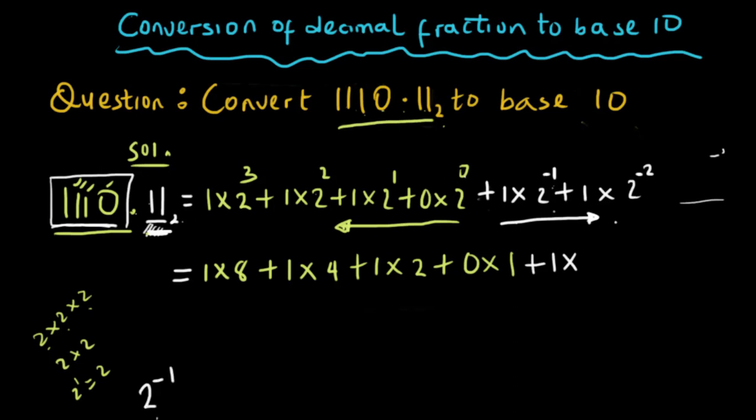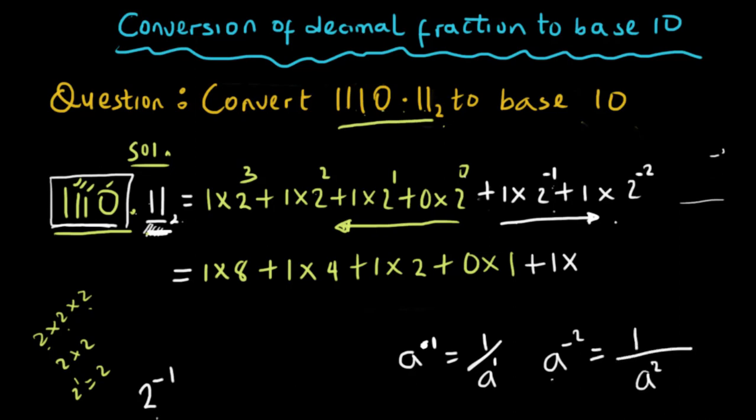So there's a law in indices that when you have a raised to power minus 1, it's equal to 1 over a raised to power 1. The minus sign in the index turns to 1 over. Do you understand? So when you have a raised to power minus 2, it equals what? 1 over a raised to power 2.